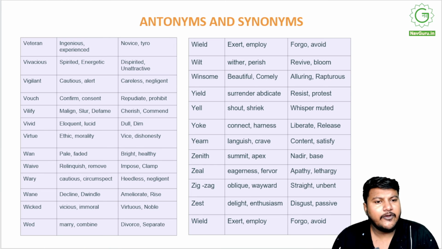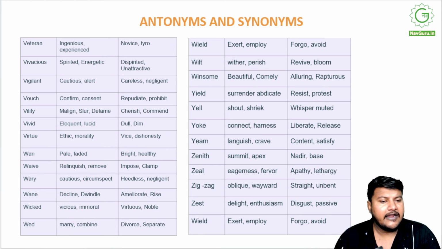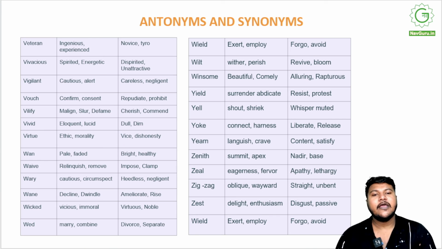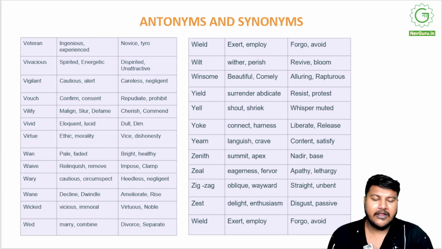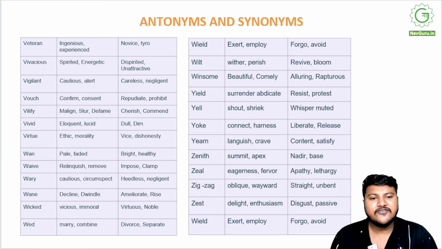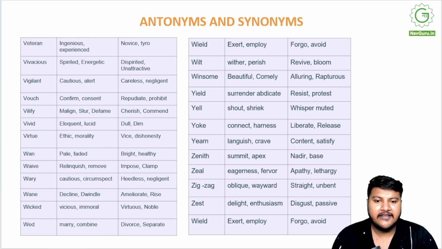Wield, exert, employ. Its opposites are forego and avoid. Wilt, wither, perish, revive, bloom. Winsome, beautiful, comely, alluring, rapturous. Yield, surrender, abdicate, resist, and protest. Yell, shout, shriek, whisper, muted. Yoke, connect, harness, liberate, release. Yearn, languish, crave, content, satisfy.